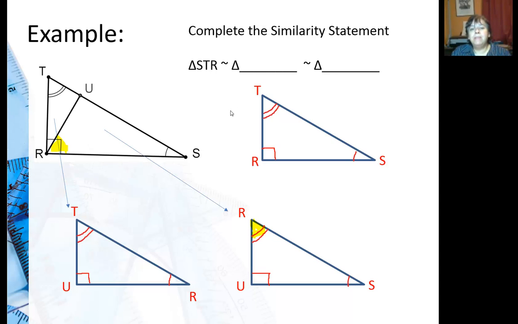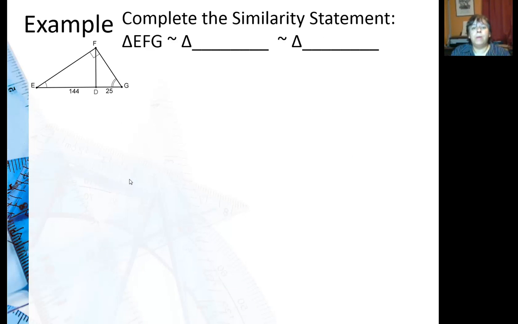So now that I have these all in the same order, you can see STR is going to be the same as RTU and SRU. So there's RTU and there is SRU. Now let's go ahead. Most of your problems are actually going to be finding missing values, like this problem right here. So we're going to do the similarity statement.